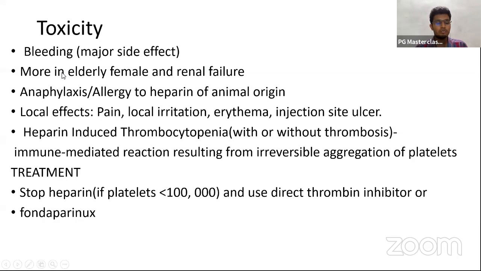major side effect, which is more common in elderly females associated with renal failure. There can be anaphylactic reactions due to heparin of animal origin. Local effects due to subcutaneous injections of low molecular weight heparin include pain, local irritation, erythema and injection site ulcer. And special reference to heparin-induced thrombocytopenia, which can be with or without thrombosis. It is an immune-mediated reaction resulting from irreversible aggregation of platelets, which can be treated by stopping the heparin and the use of direct thrombin inhibitors or fondaparinux.